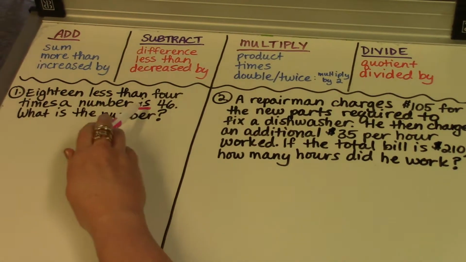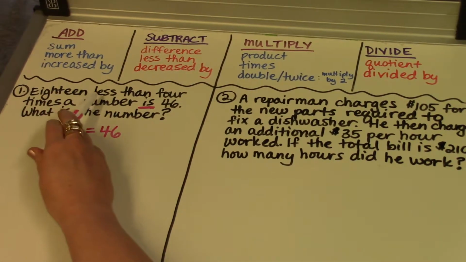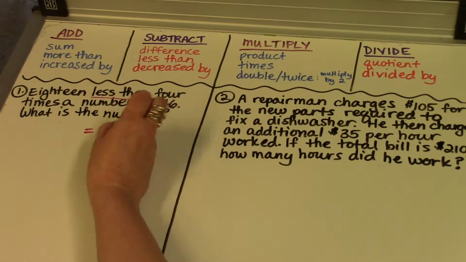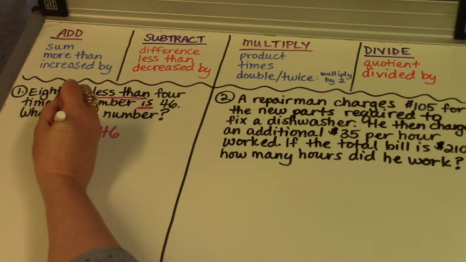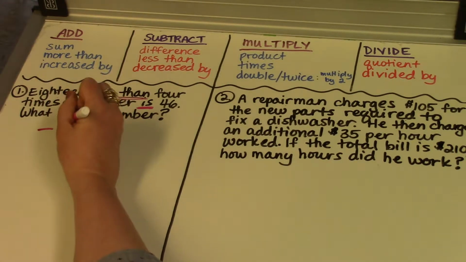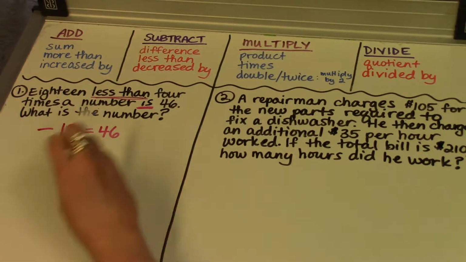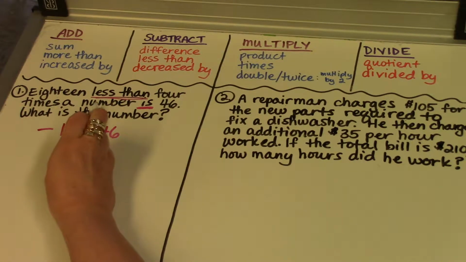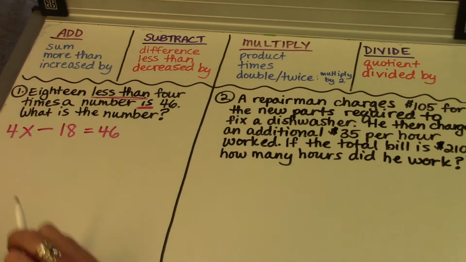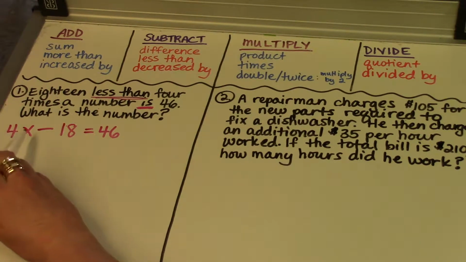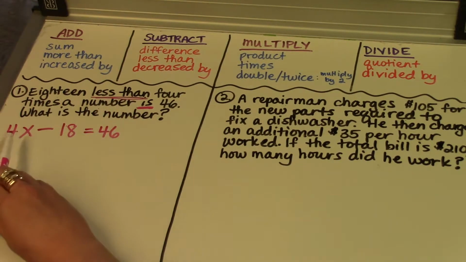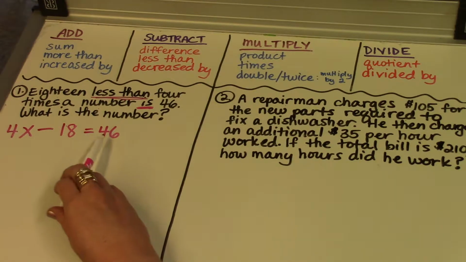If I look at the phrase that comes before the word is, it says 18 less than 4 times a number. Because of the phrase less than, I know it's going to involve subtraction. And then it's supposed to be 18 less. So I know that I'm subtracting 18 from 4 times a number. Since the number we don't know, that's going to be our variable. So just to double check it, I have 4 times a number. I'm subtracting 18 from that, so that's 18 less than 4 times the number is 46.